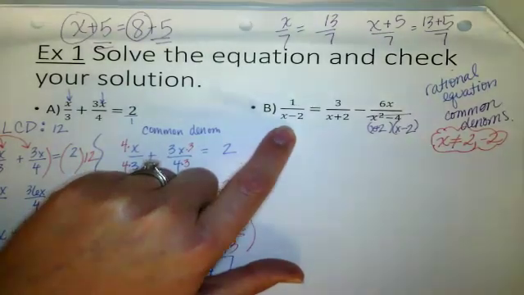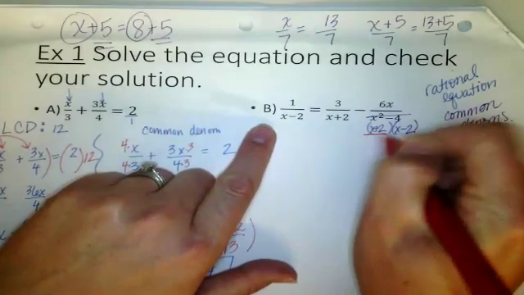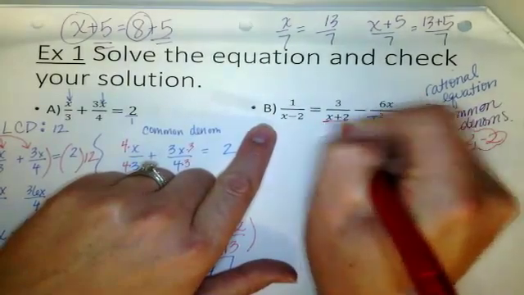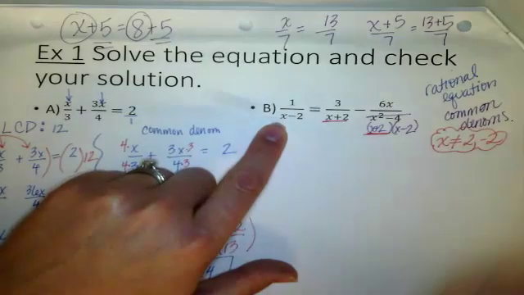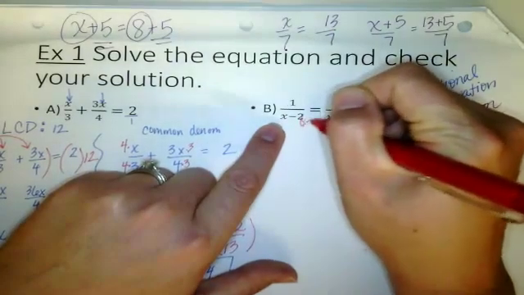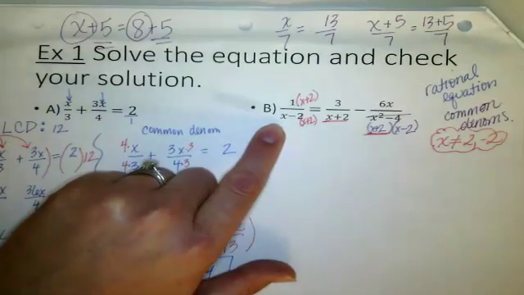So from here, I'm going to go ahead and get my common denominators. I have an x plus 2. This fraction has an x plus 2. What does this fraction need? An x plus 2. So I'm going to multiply this fraction by an x plus 2.